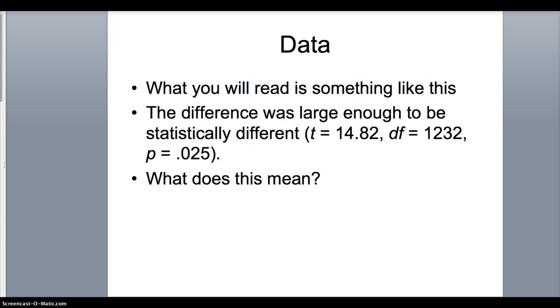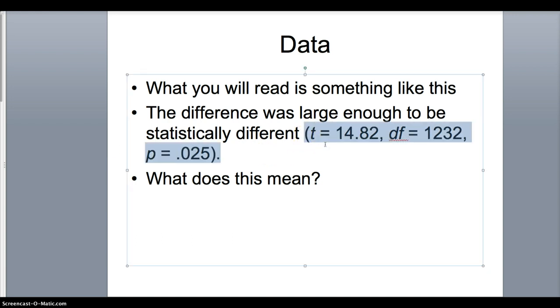And what you're going to come across is something that looks like this when you're reading your research articles. You'll have a t-score with a number, something called a degree of freedom, abbreviated DF, with a number, and a p-value. The most important things to look at are this t-score, because that tells you it's a t-test, and this p-value.